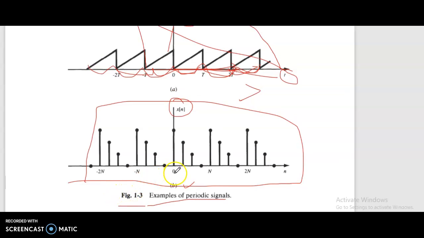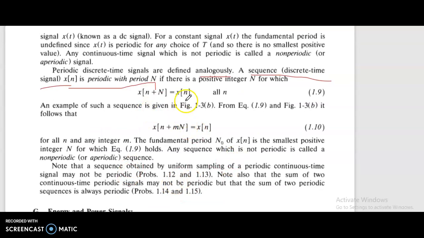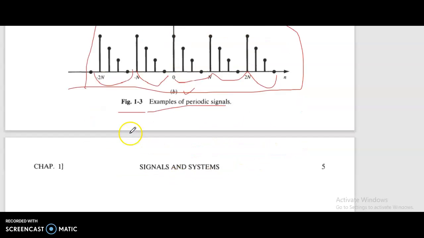Is periodic with N. How much distance? Same here, same here, same here. That's why it is periodic. Periodic with period N means from here to here is one N, from here to here is one N. This distance is not unequal; all are equal, not plus or minus, not increasing or decreasing. Same, equal.